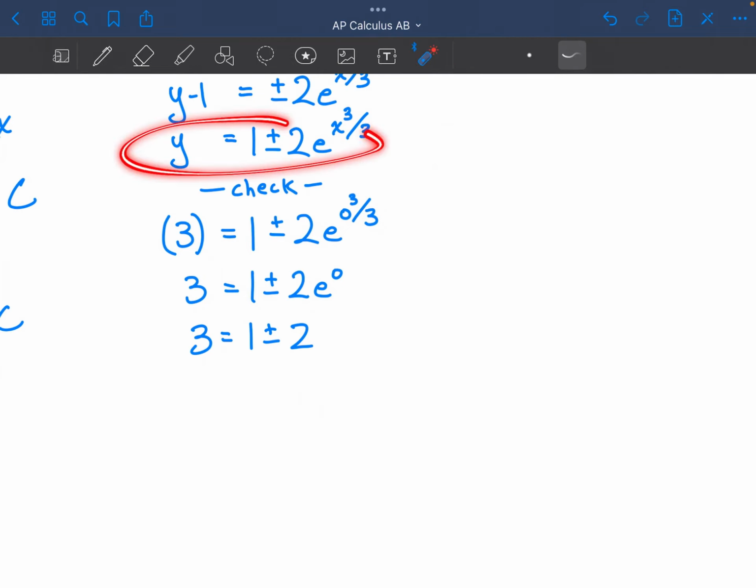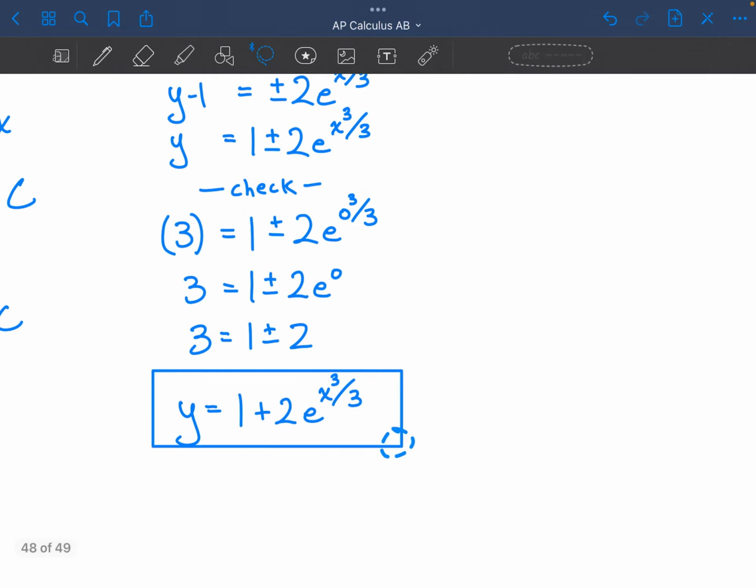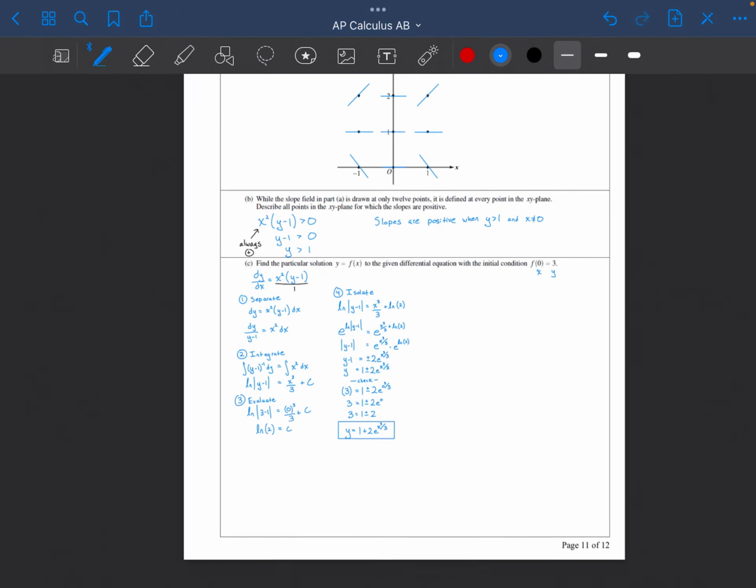I'm going to rewrite this line, but I'm going to keep the plus and not have the minus. So my final answer, y is equal to 1 plus 2e to the power of x to the power of 3 all over 3. And you better believe I'm going to box that because that's a lot of work, and I want the AP grader to give me that credit. And I'm realizing that box went a little bit weird, so if I drag that corner, that looks pretty. Yeah, zoom out.